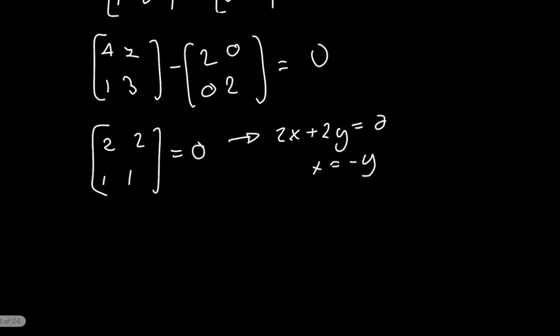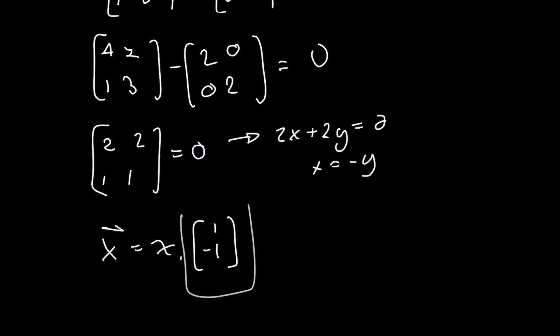And if we put it in parametric vector form, we know that x1 times 1, negative 1. And this is our eigenvector. In the second equation, we don't really need to do it because it's the same as the first equation.